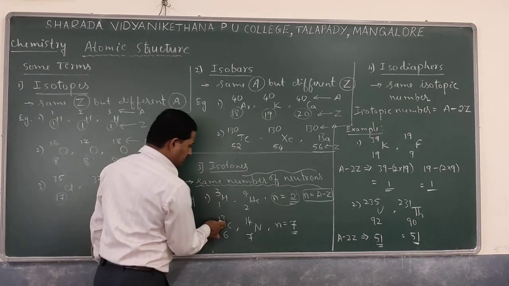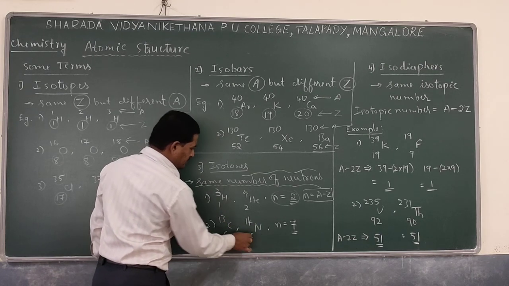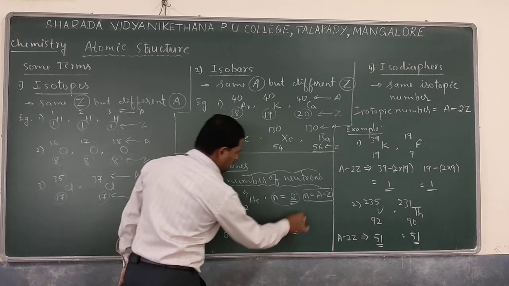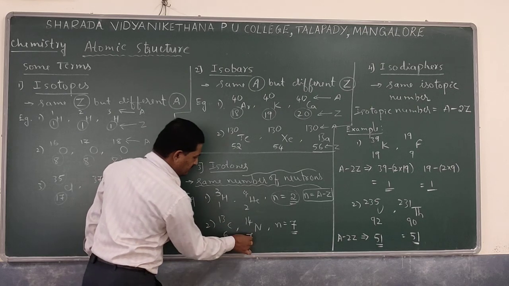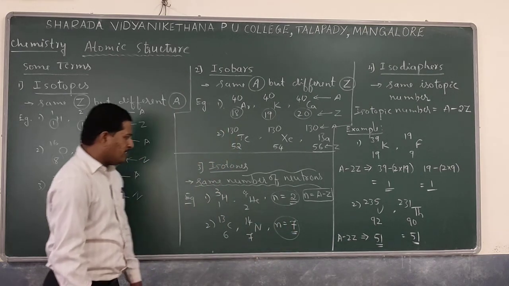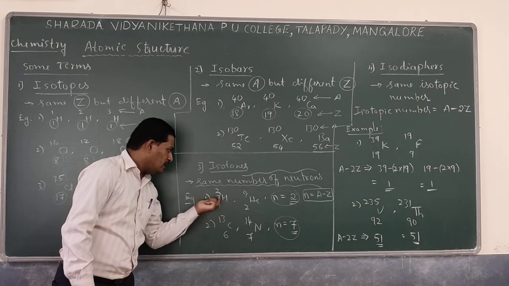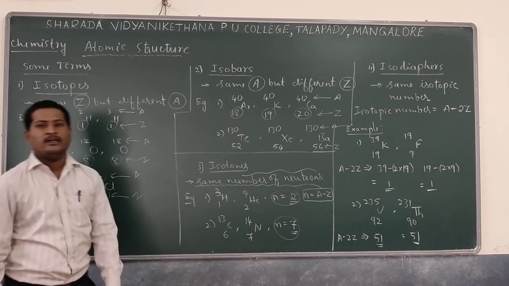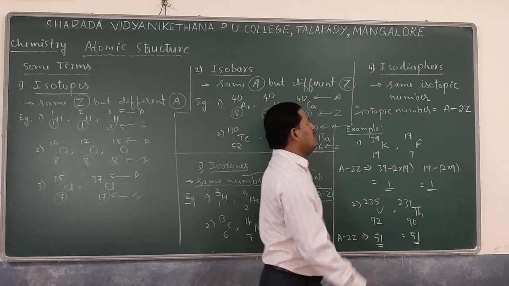Coming to the next example, carbon and nitrogen. 6C13, 7N14. In this case, if you find out the number of neutrons using this relation, 13 minus 6, 14 minus 7, in both cases the number of neutrons is found to be 7. As a result, this is a pair of isotones. So if the number of neutrons is same, then such a set of species is called isotones.